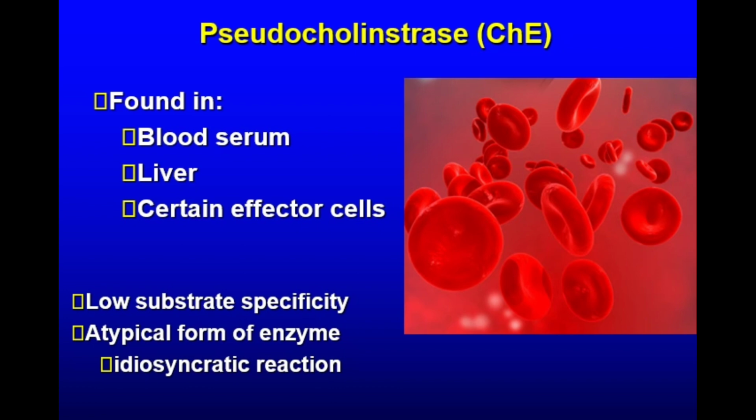There is a test called the dibucaine test, which can be used to identify susceptible patients. In this test, the percentage of inhibition of serum cholinesterase activity produced by a standard concentration of dibucaine is determined. The atypical enzyme is relatively resistant to inhibition by dibucaine.